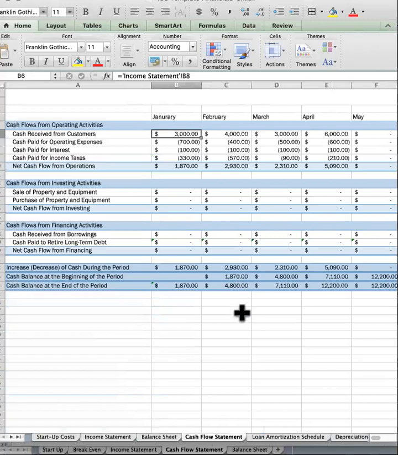This, as I'm sure you've guessed, has formulas. Now, as you can see, it's linked to the income statement. So all of these should already be filled in once you fill in your income statement.